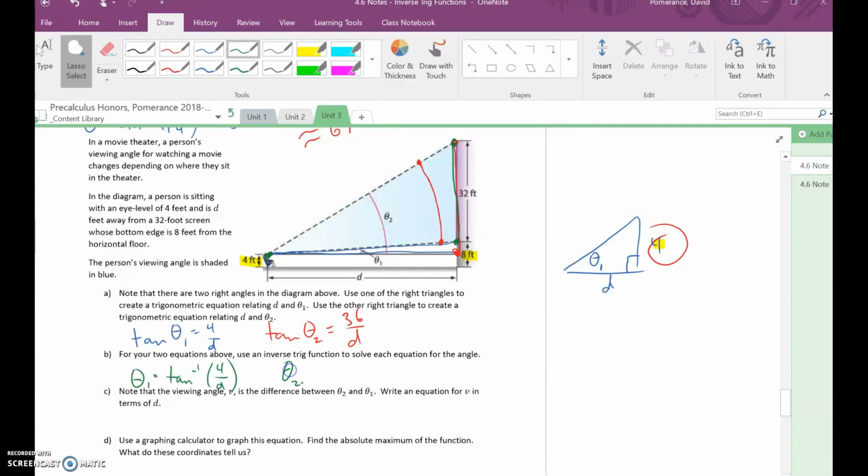And theta 2 equals the inverse tangent of 36 over D. Note that the viewing angle V, it's not labeled in the diagram, but we'll label this V for viewing angle, is the difference between theta 2 and theta 1. Theta 2 is big, theta 1 is small. V is the difference between them. Write an equation for V in terms of D.